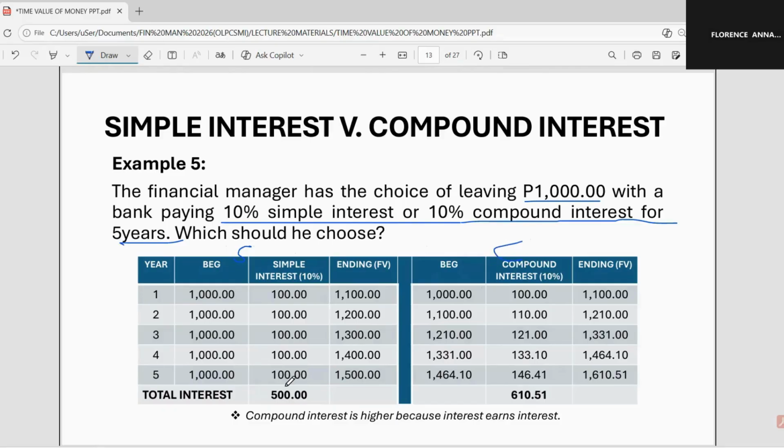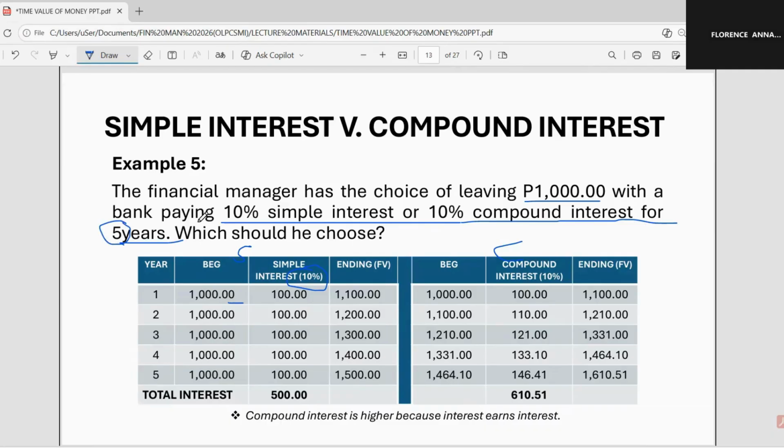Okay, so sabi natin, pag simple interest, si principal lang yung nag-earn ng interest. While in compounding, both the principal and accrued interest earn interest. So, paano na nga natin kinocompute si simple interest? That is just your principal times interest times the number of period. So, magkano yung ating principal? You have 1,000. Magkano yung ating interest?